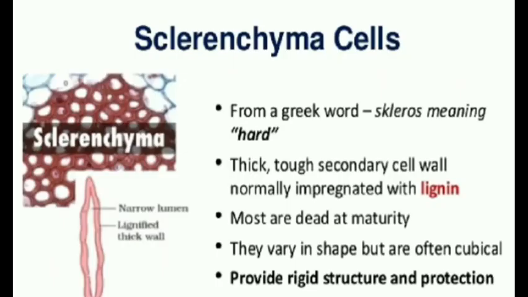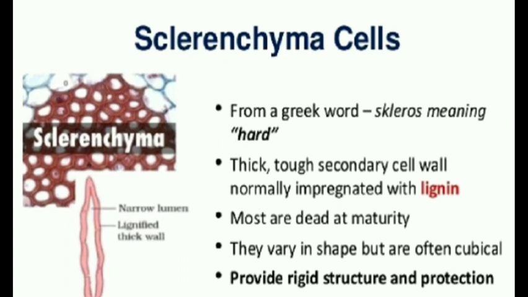The third type of supporting tissue is sclerenchyma. Sclerenchyma cells form sclerenchyma tissue. The word sclerenchyma is taken from a Greek word skleros, meaning hard or rigid, which means stiff or fixed or impossible to bend. That is why we see that the mature or older stems are impossible to bend.